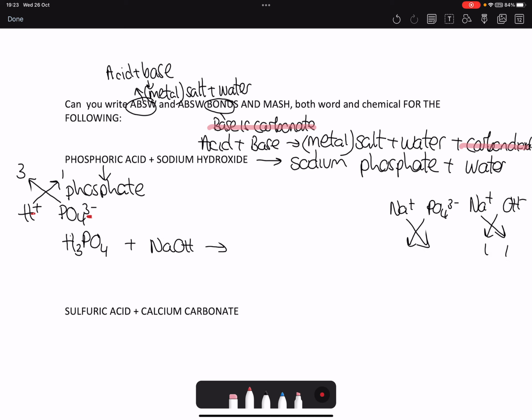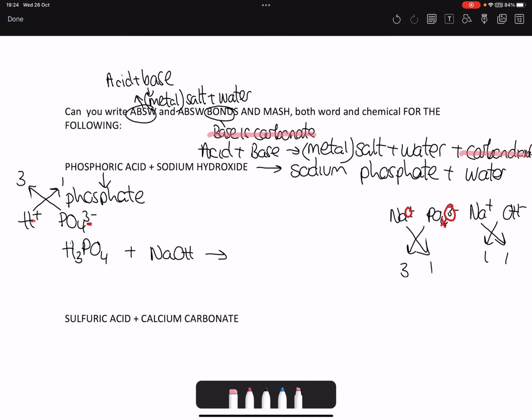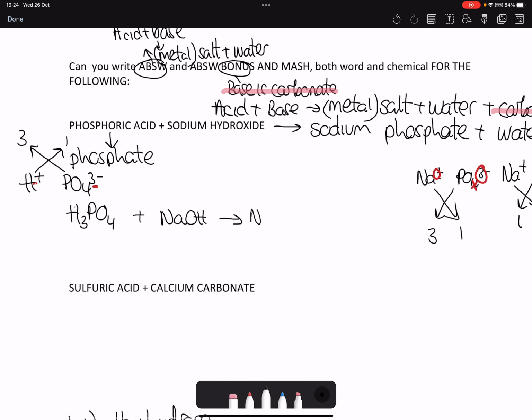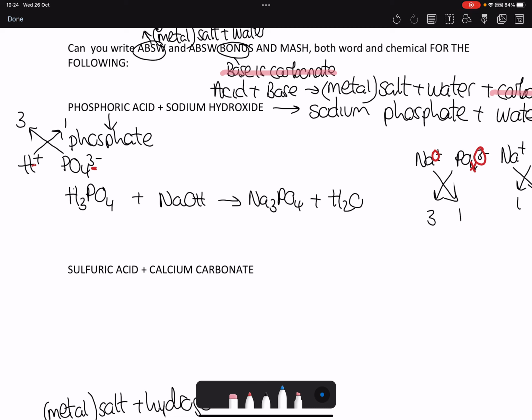Okay, again, we've said we're interested in the number of the charge. We are not interested in this subscript. It is just the number on the charge. So it's going to be Na is going to be 3 equivalents and phosphate is going to be 1. So when I write my formula, it's going to look like, apologies, Na3PO4 plus H2O. So this may look like very big packages of things, but needs must.